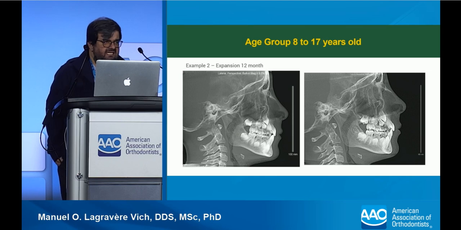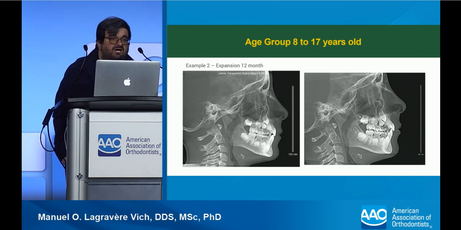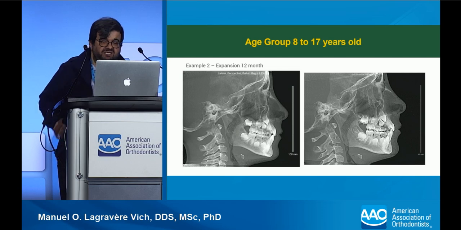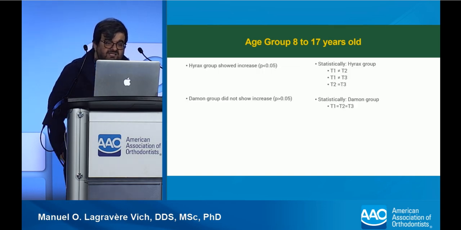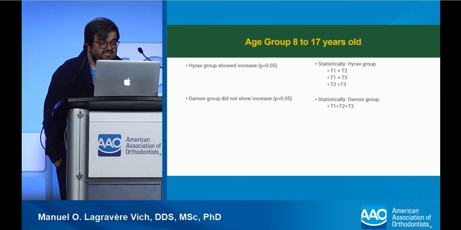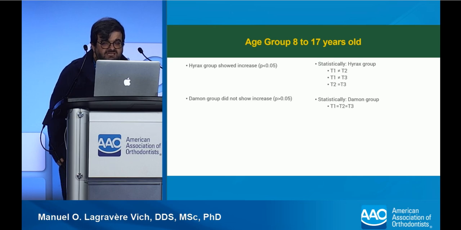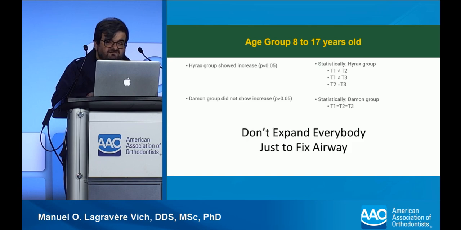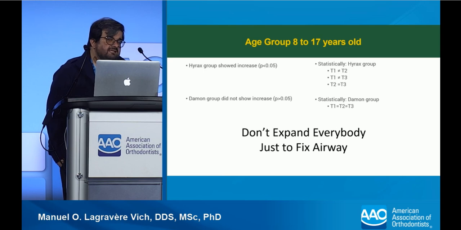So can I really say that expansion is improving the airway? It's increasing, but sometimes not consistent on every single patient. So what can we see here? Basically, the high-res group did show an increase in dimensions. The Damon group didn't show an increase in dimensions. So what we can conclude here is, I'll be repeating myself, don't expand everybody just to fix airway. Okay, so if the patient doesn't have skeletal or dental problems in the transverse, but they want to improve their airway, basically it's a coin toss.